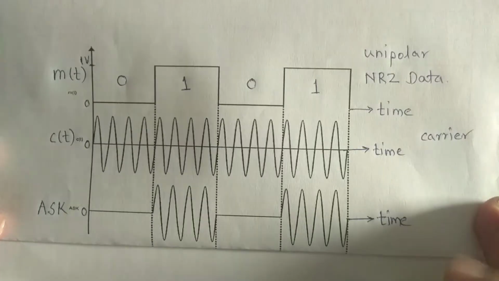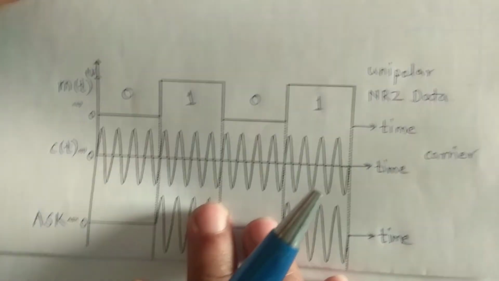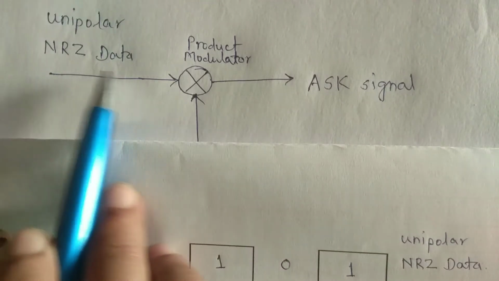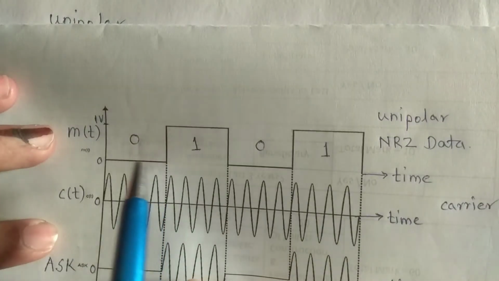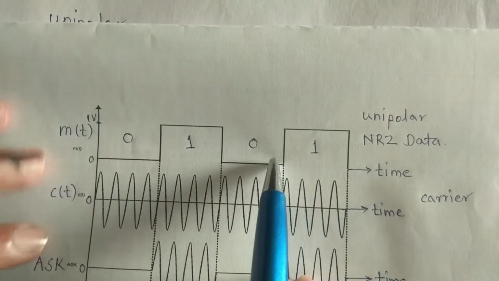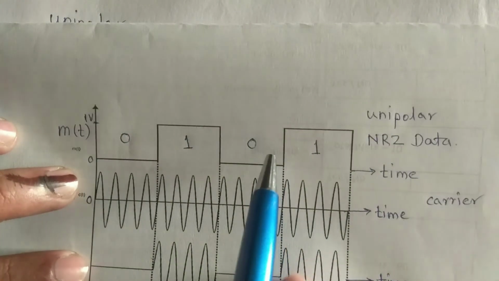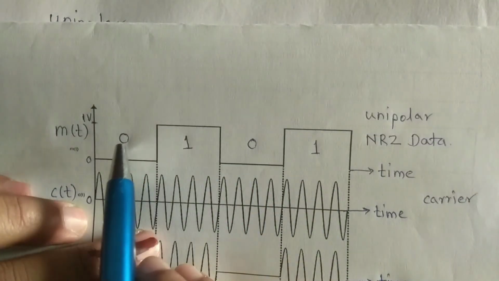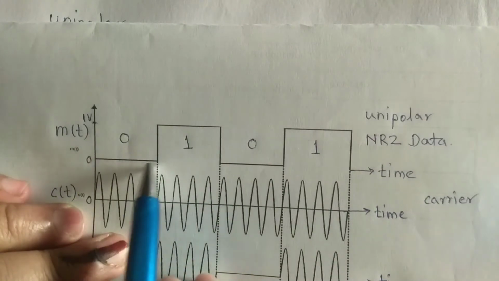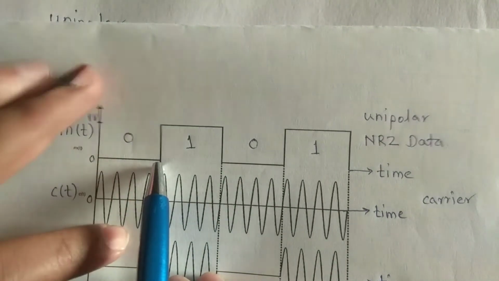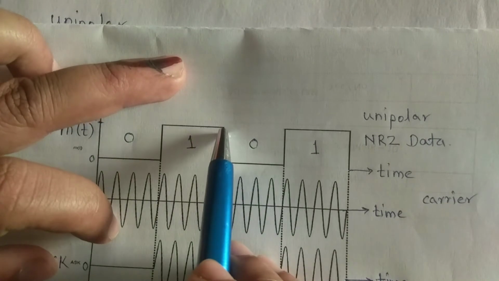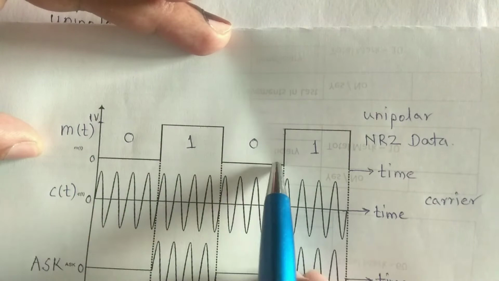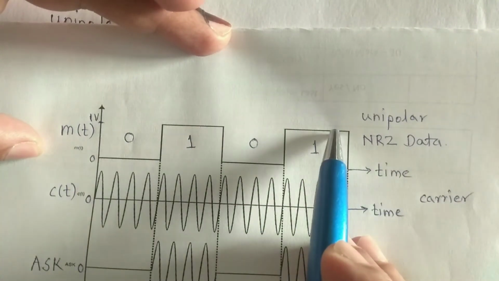As we just discussed, the input signal is unipolar NRZ data, a binary signal. Here we are taking bits as 0 1 0 1. For bit 0 the amplitude level will be at 0 volt. For bit 1 the amplitude will be at logic high, so here I am taking plus 1 volt. For bit 0 again 0 volt, and for bit 1 I am taking amplitude as 1 volt.